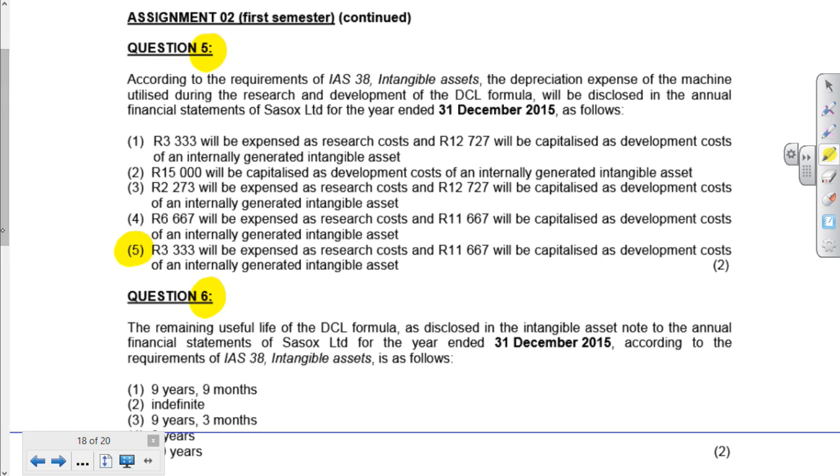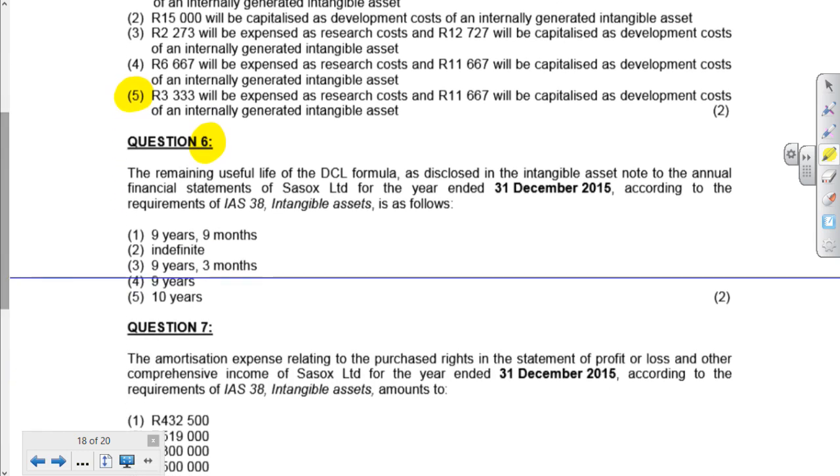And then the remaining life. It had 10 years of life. It was brought into use the 1st of October. October, November, December, 3 months have passed. Remaining is 9 months. It's a disclosable number. Remember I said to you at the bottom of the intangible note.